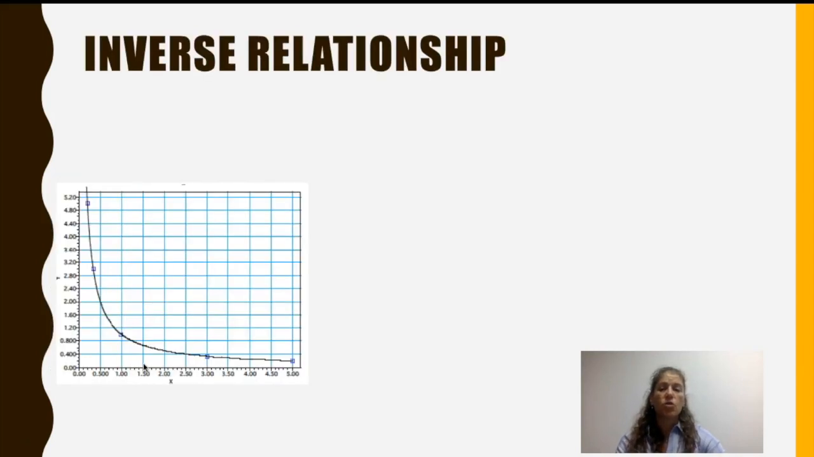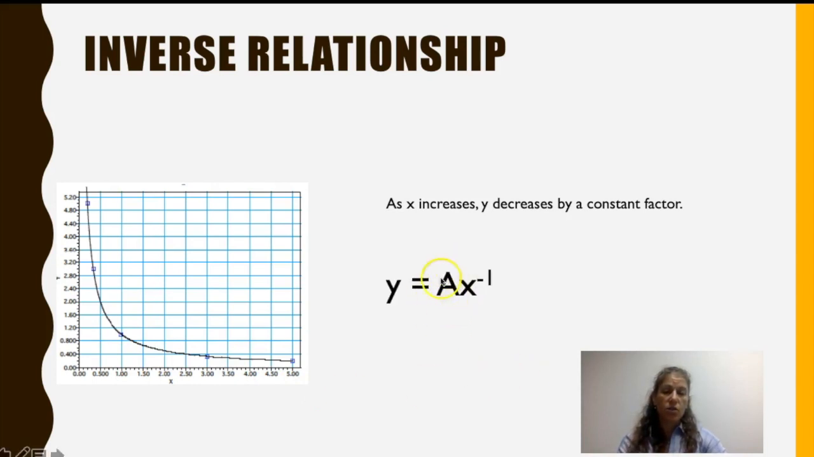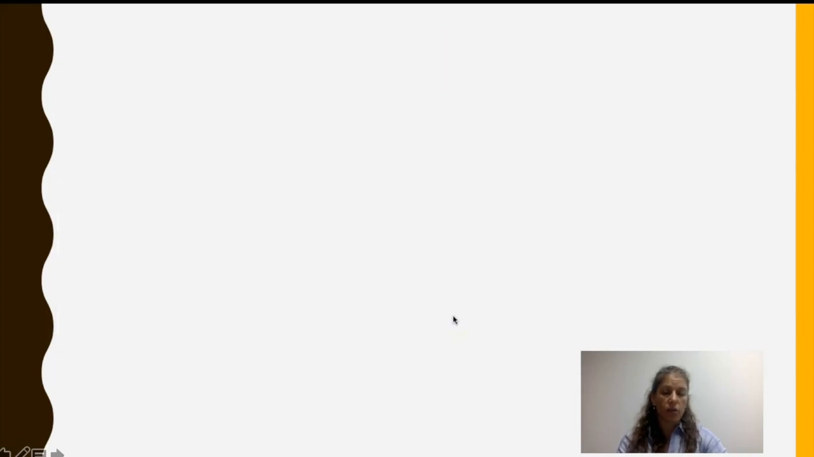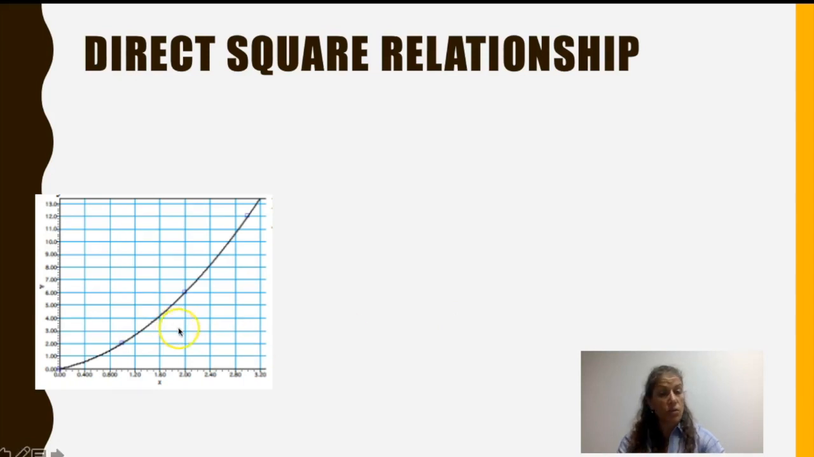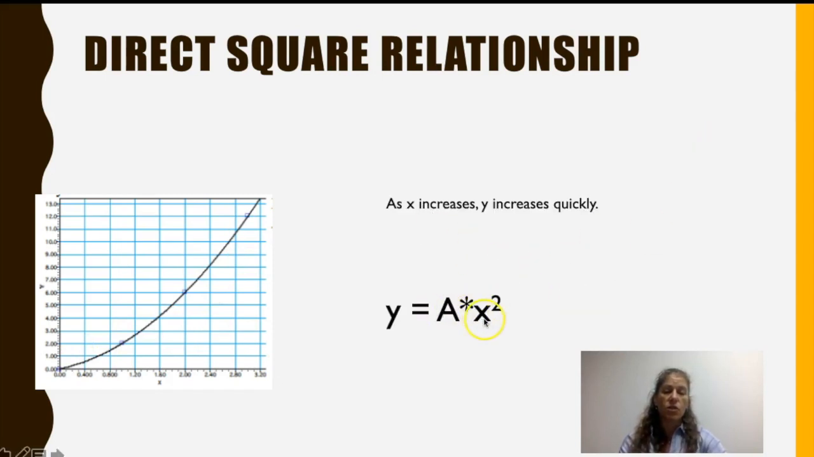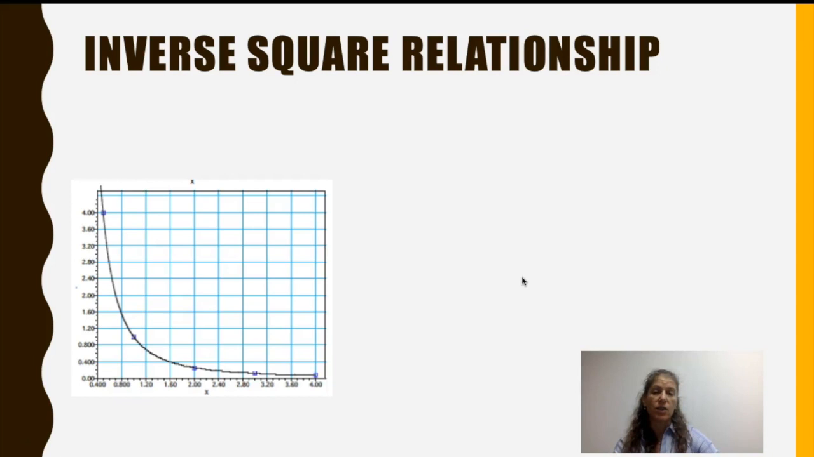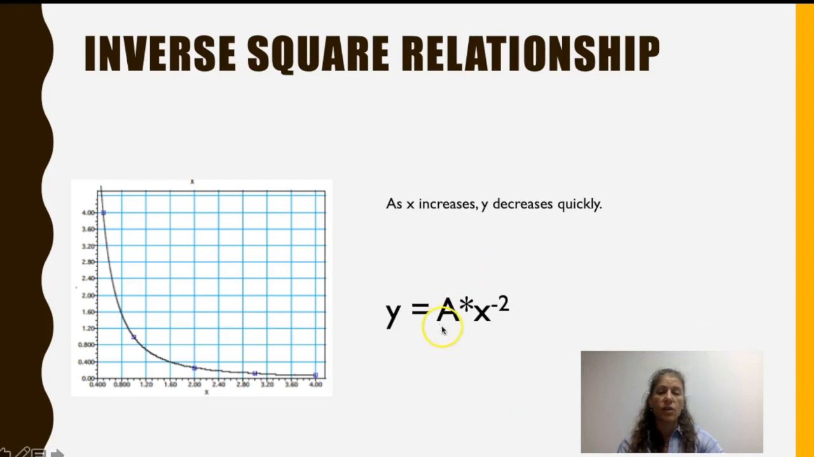Inverse relationships show this shape, right? Where there's two asymptotes generally. When one goes up, the other goes down by a constant factor generally. Here's this coefficient. You can write it as x to the -1, or you'll also see it as 1 over x. A direct square relationship is also direct: when x increases, y increases, but it does so as a square relationship. So you'll see it as some coefficient times x squared, as opposed to just x by itself. Inverse square relationships are similar to an inverse relationship, but in the denominator, instead of just the variable x, you'll have x squared. So this is 1 over x squared.